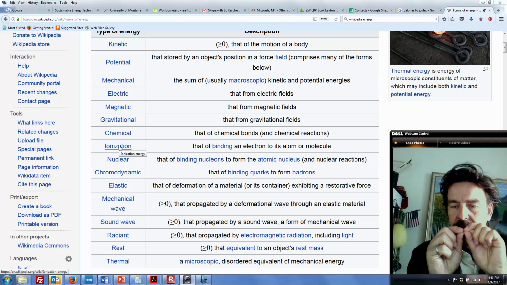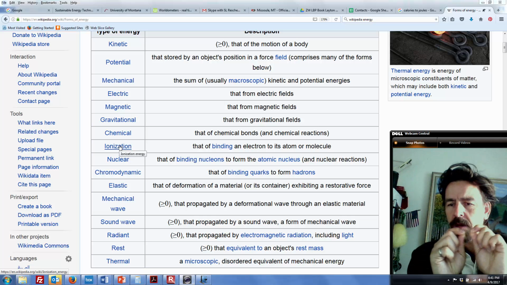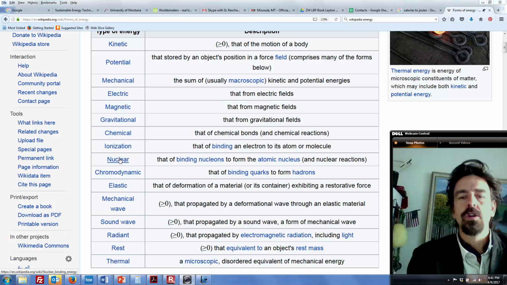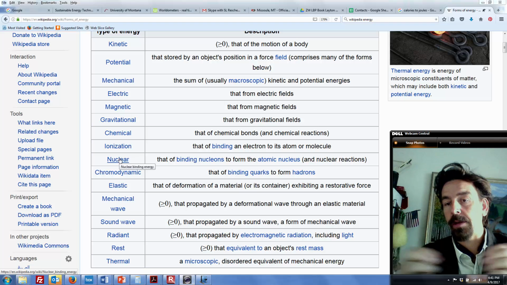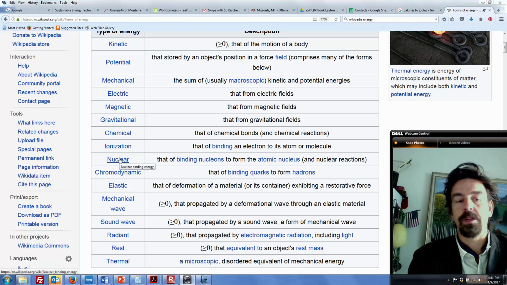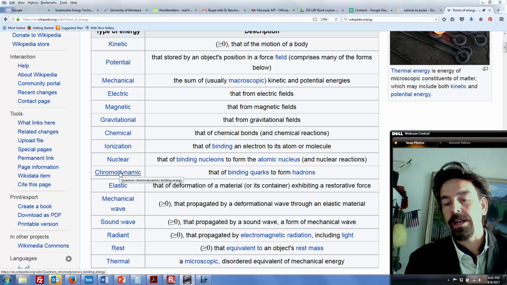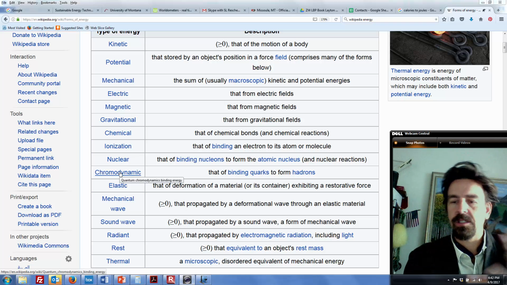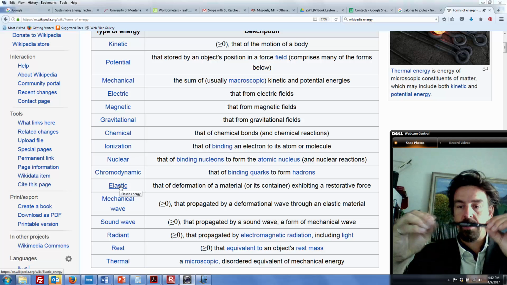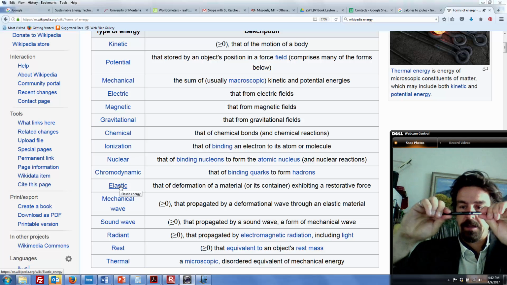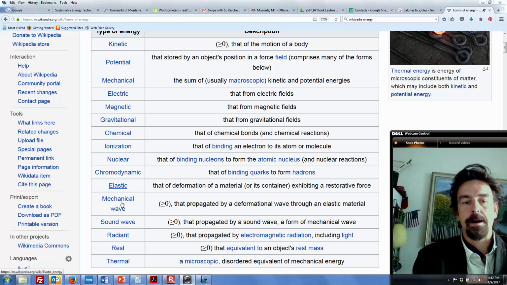Ionization, that's very, very small. It's also similar to chemical ions, ionization at the very small level. Nuclear energy is from, well, maybe you know nuclear power plants where you have uranium that degrades and becomes thermal. Chromodynamic, that's with physics, we won't worry about that here. Elastic energy is if I pull something, like a spring, or I bend it like this, that's elastic energy. Mechanical wave energy is also elastic, it's just moving.